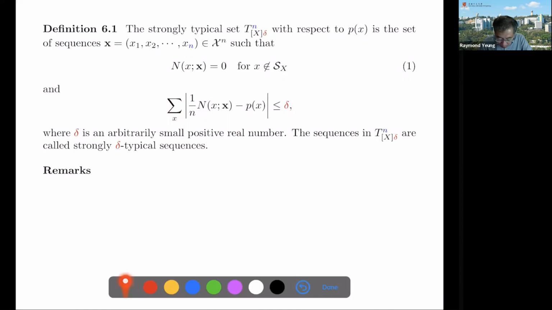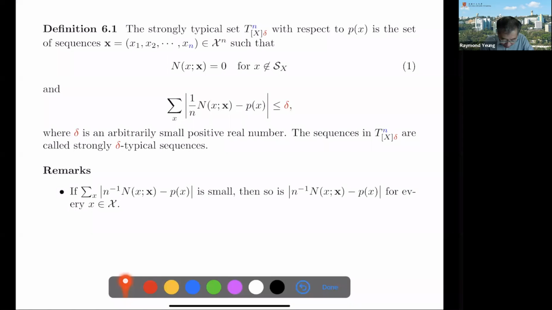But delta is a parameter that you can control. The sequences in this typical set are called the typical sequences, the delta typical sequences. All right, so some remarks. Now, because we are talking about a finite alphabet, if this summation is small, then every term in the summation must also be small because it's a finite sum.